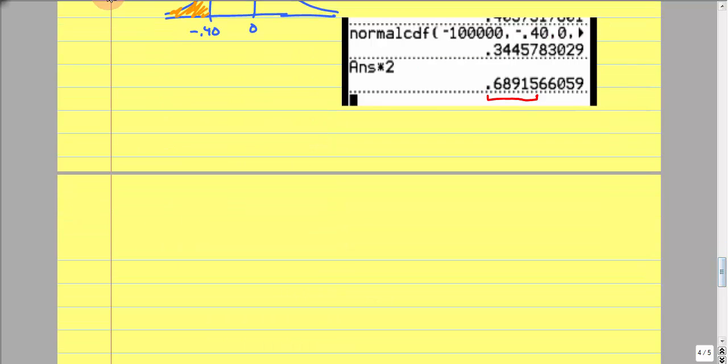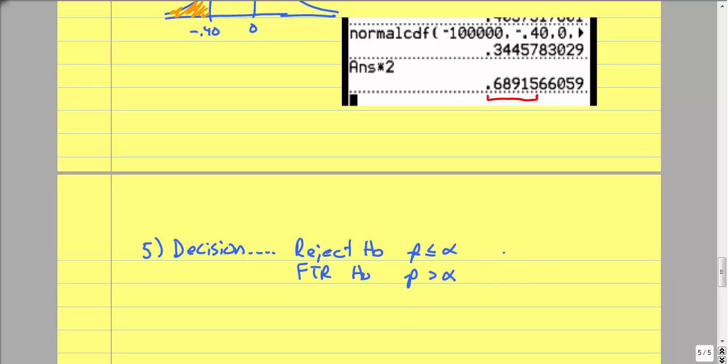Next step is to make a decision. Now remember, there's only 2 decisions we can make. We can reject H0 if P is less than or equal to alpha, or we can fail to reject H0 if P is greater than alpha.